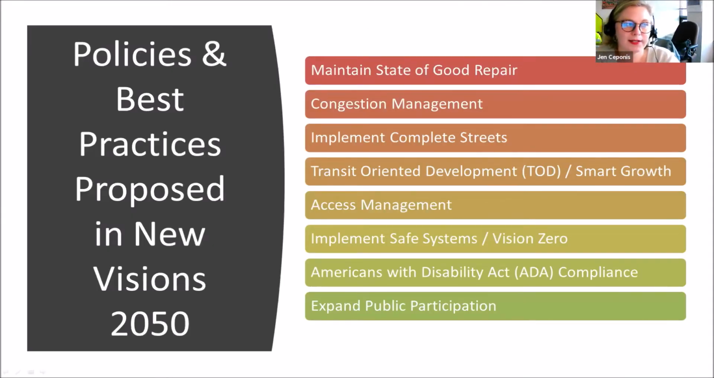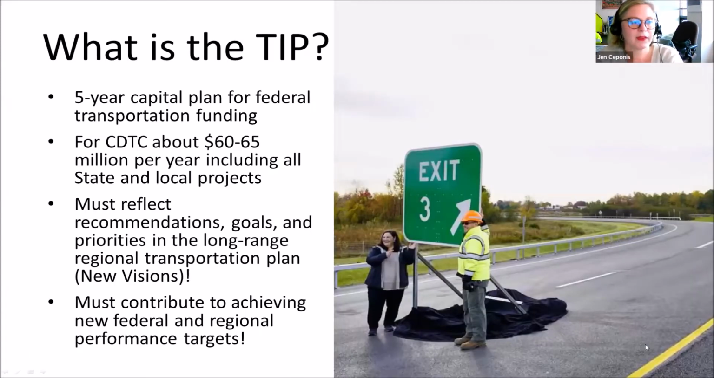The major policies and best practices proposed in New Visions include maintaining a state of good repair of the entire transportation system, managing congestion, implementing complete streets, implementing transit-oriented development or smart growth, access management, implementing safe systems policies, complying with the Americans with Disabilities Act, and expanding public participation in the transportation planning process.